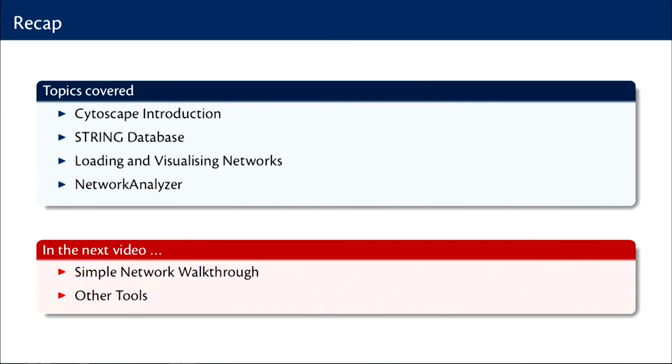I hope you got a quick introduction to Cytoscape in this video and also the very interesting database known as STRING, and I hope you now know how to load and visualize networks using Cytoscape and how you can visualize many of the network parameters computed using NetworkAnalyzer, such as sizing a node based on its degree and so on. All those things are easily doable in Cytoscape. In the next video, we take a simple network and have a walkthrough of the different kinds of analyses one can do, and I will also mention briefly other tools that exist.